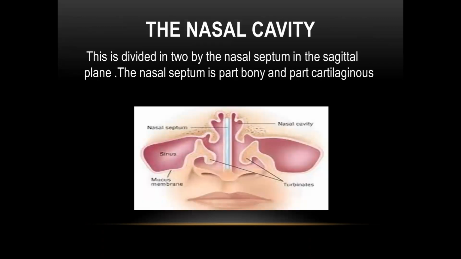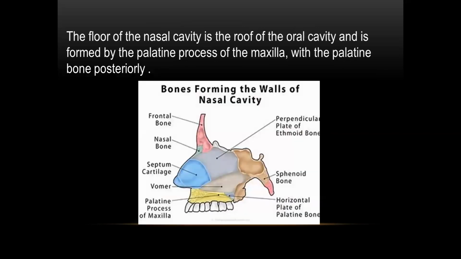The nasal cavity is divided into two by a nasal septum in a sagittal plane. A nasal septum contains a bony part and a cartilaginous part. This is the nasal septum. This represents the cartilaginous part and the bony part. The bony part is the perpendicular plate of the ethmoid, which is here, and the vomer bone. This represents the bony part of the nasal septum.